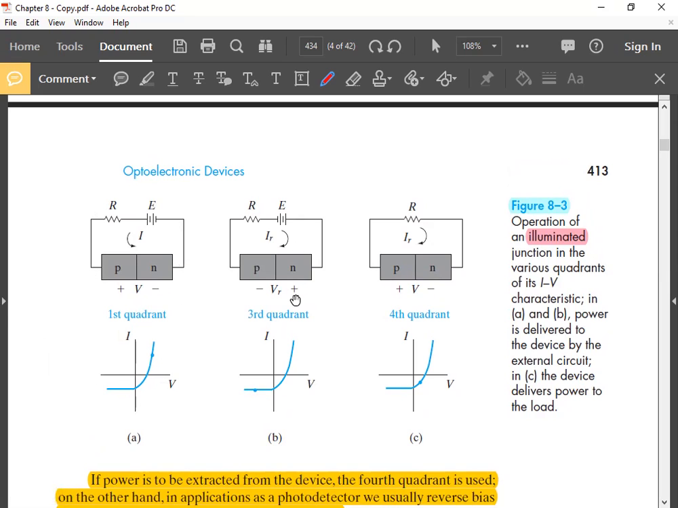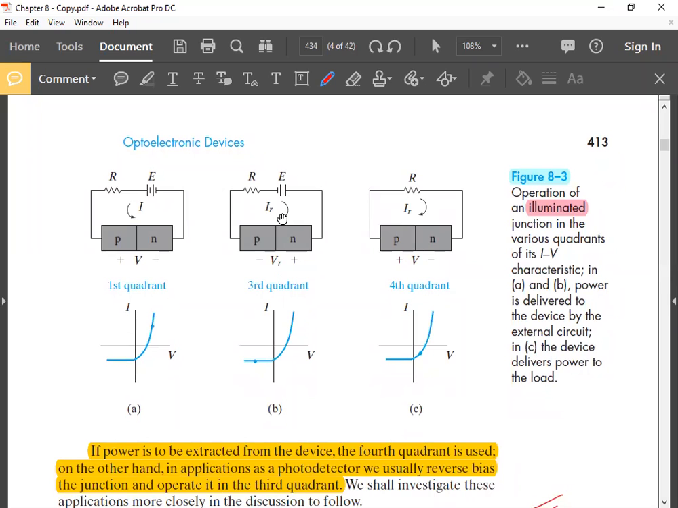But this forward biased operation is actually not used. Reverse bias is preferred. This is the reverse bias case, so the PN junction is reverse biased and current is flowing in the opposite direction. This current is the drift component of current plus the optically generated current, IOP. The direction is from N to P, negative. The portion of E appearing across this PN junction has polarity VR, positive on the N side and negative on the P side. Reverse bias voltage. So voltage is negative, current is negative.